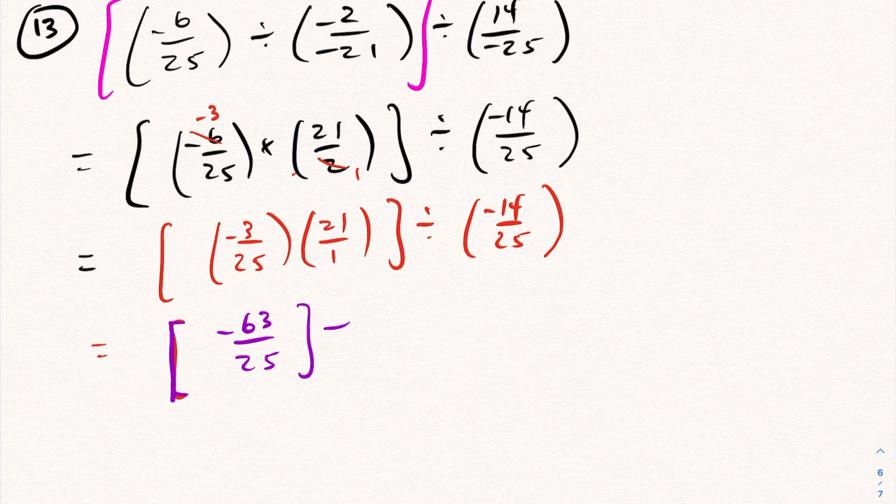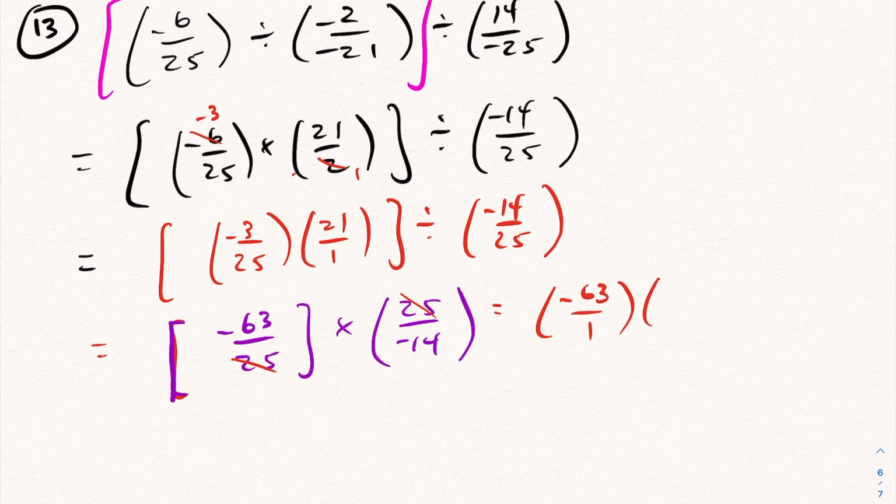And for this one here, I'm going to change that to multiplication and flip it. And in this case here, now you get some reduction. So the 25's cancel. And now we're left with negative 63 over 1 times 1 over negative 14. Those 2 minus signs become positive, and we get 63 over 14.